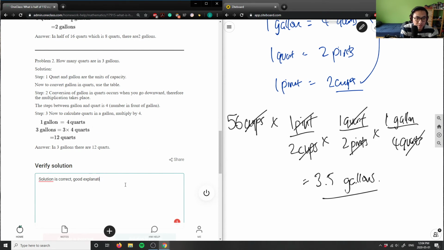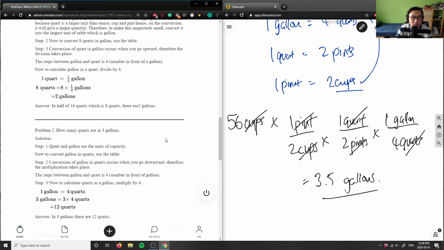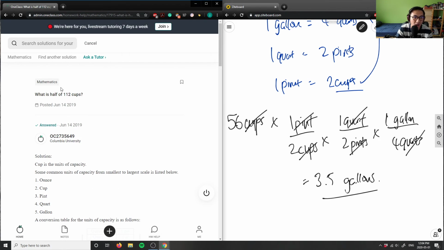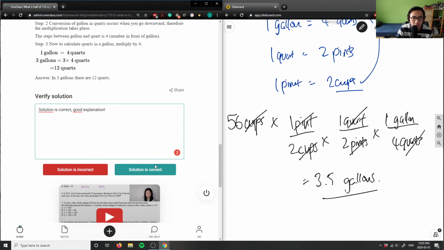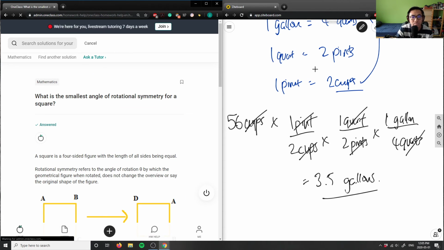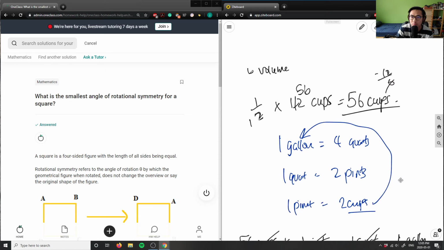Good explanation here. I didn't know whether they wanted it in cups or if they would need to convert to gallons. The question just simply asked what is half of 112 cups, but again, we can convert into gallons or quarts or pints depending on which conversion factor we are using here. So the solution here is correct. Okay, number 1, yeah.